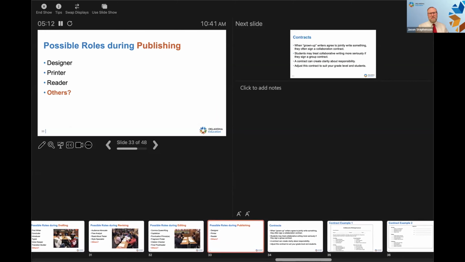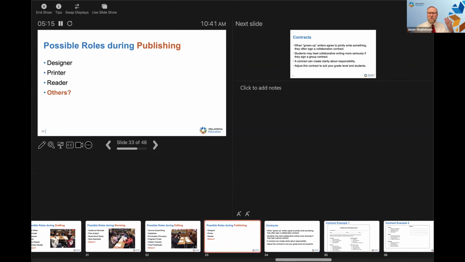Publishing, I had not as many ideas here, but there could be someone working on the design of the document, what it looks like, what font are we using, or line spacing.